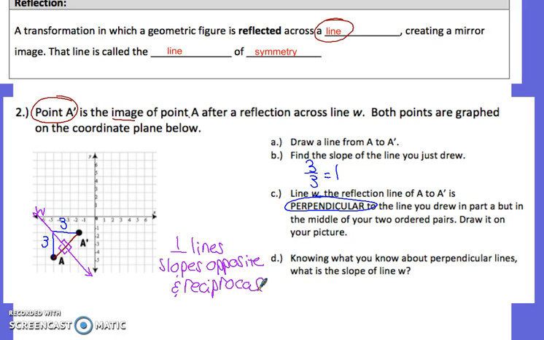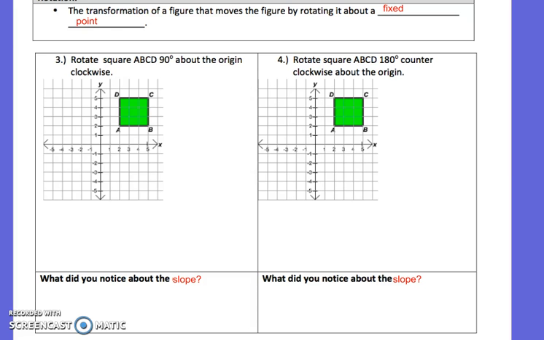So it would be, instead of positive 1, negative 1. Because 1 over 1 flipped is just 1 over 1. This one is really cool.